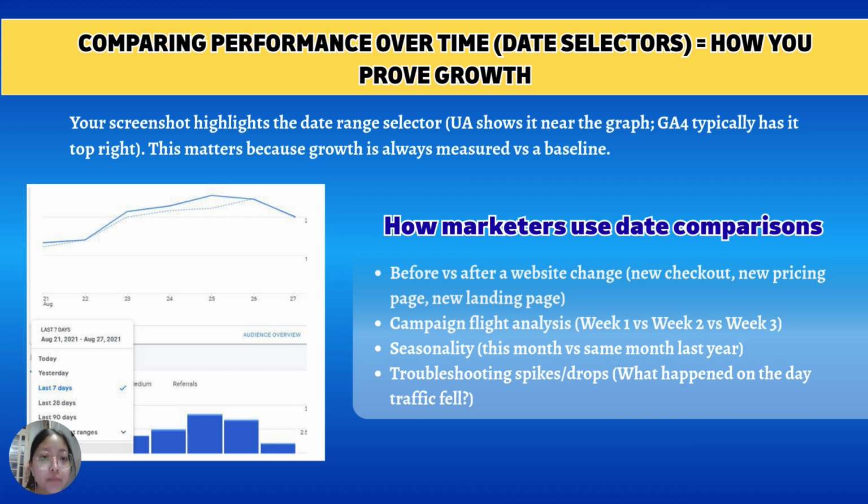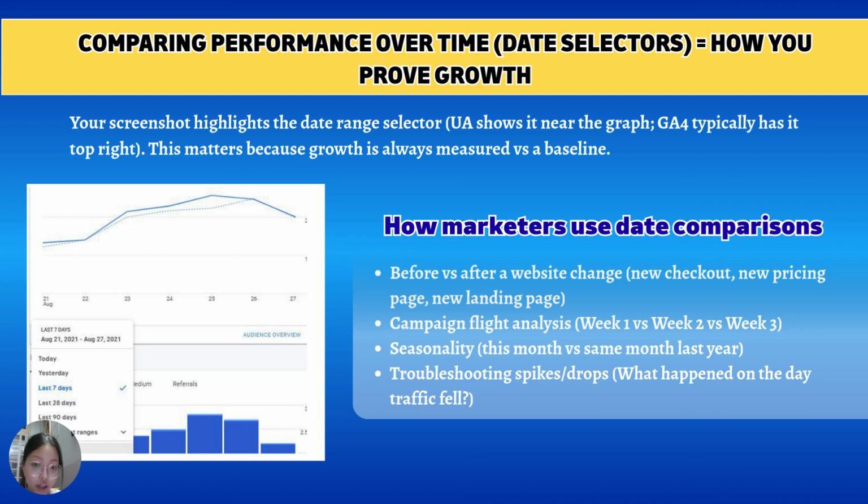Second, comparing performance over time. So our screenshot highlights the date range selector. UA shows it near the graph. GA4 typically has it top right. This matters because growth is always measured versus a baseline.